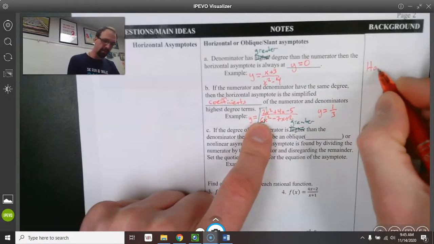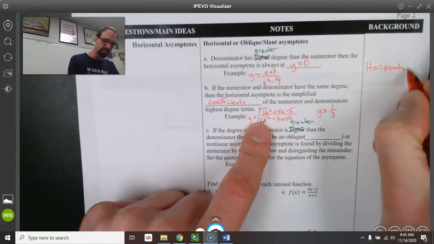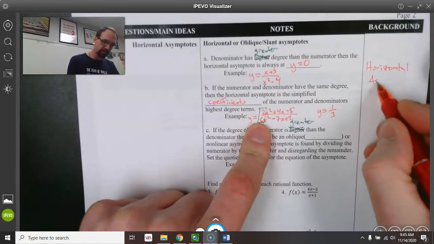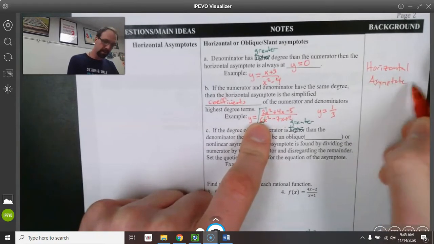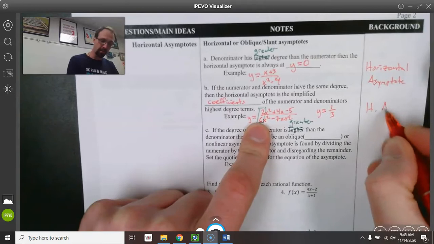So here we have a horizontal asymptote. And then here, we also have a horizontal asymptote.